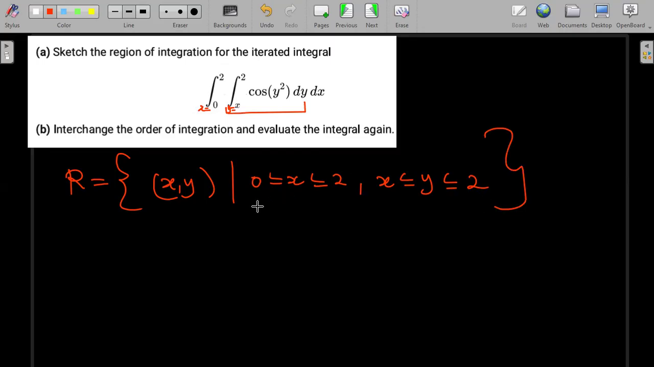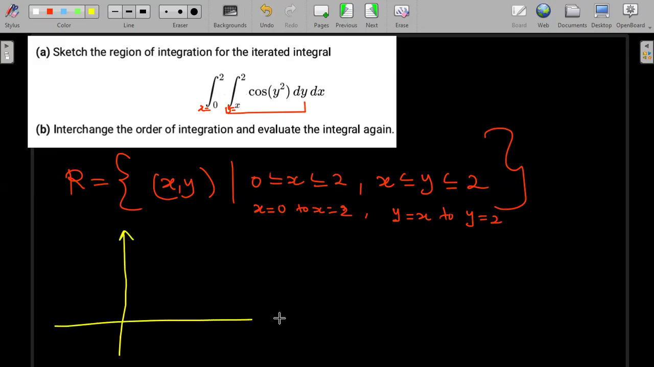So from here, I get that my x is equal to 0 to x is equal to 2, and then here I get that y will be equal to x to y is equal to 2. So we can sketch this region here. Let's draw our axes. This is our x, this is our y. Let this one be 0, and then we can put 2 somewhere, and also 2 somewhere there.